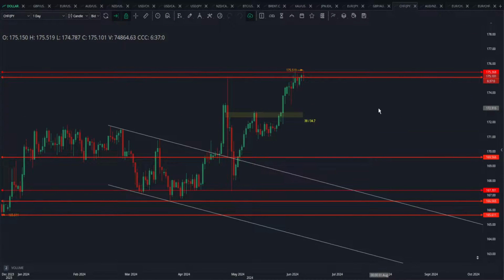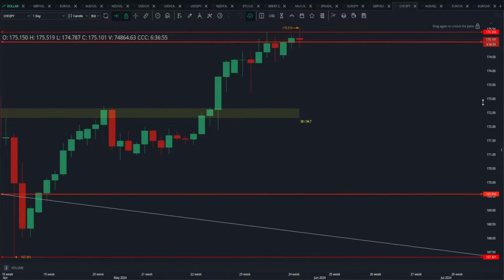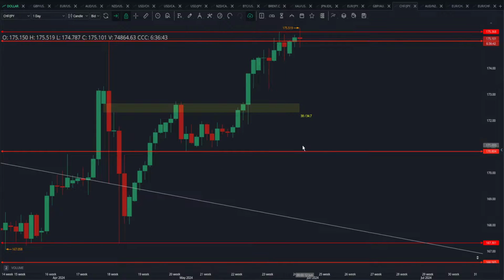So CHF JPY, we expected resistance here, and the price is finding it difficult to rise high. Any close again back below 175.02 will open up the way for these lows here, and thereafter this 169.56. Before that, I think it should test this and find it hard to cross. If it finds it hard to cross, then the price may rise again. If it easily closes below 170.80, then the next target is 167.30.